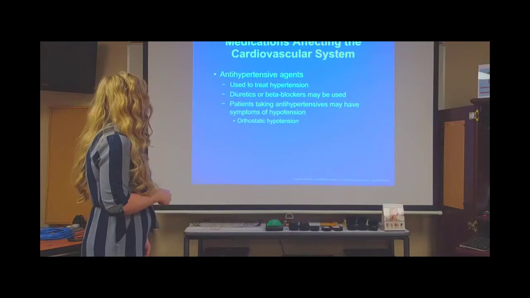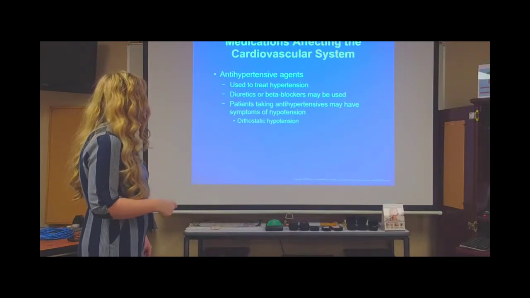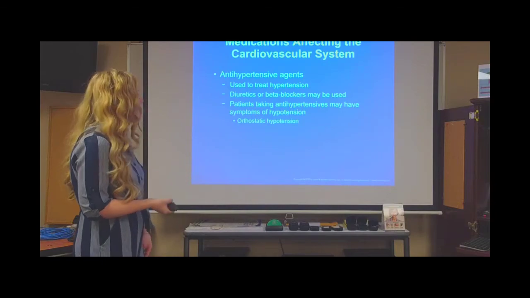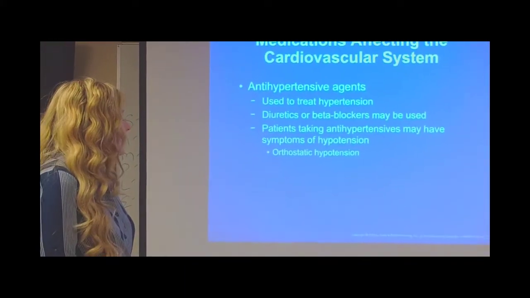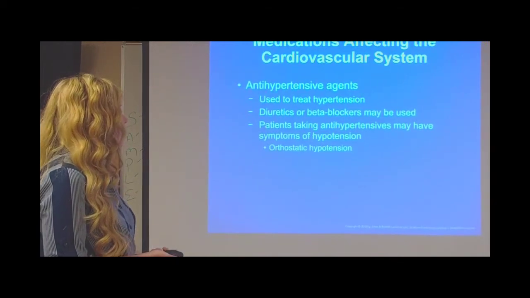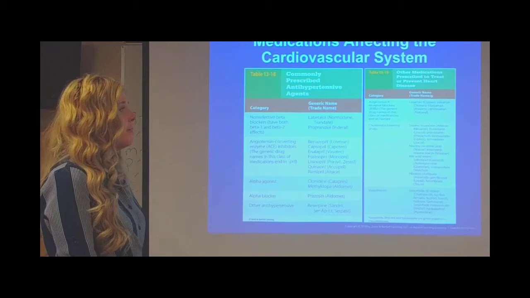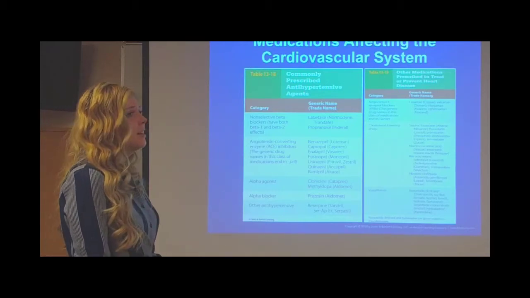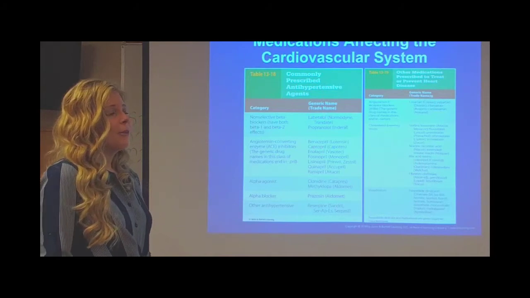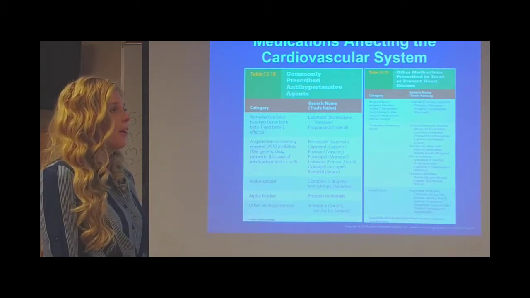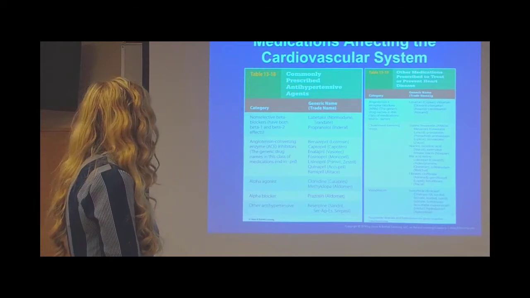Antihypertensive agents, obviously used to treat high blood pressure in patients. Diuretics and beta blockers can be used in many other classes of medications. Patients taking antihypertensives can experience hypotension and also orthostatic hypotension. So when they first start taking a blood pressure medicine, they need to be making changes slower. So going from sitting to standing slower, and also getting out of bed first thing in the morning slower than normal.